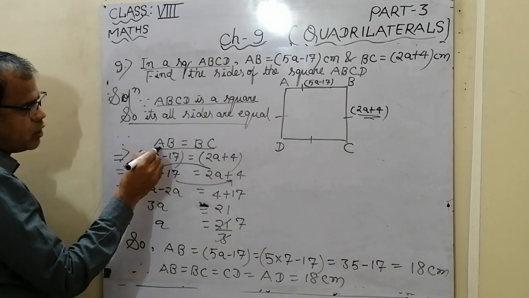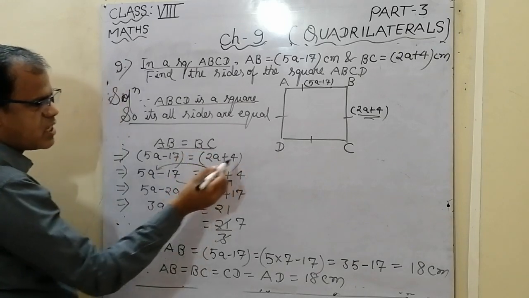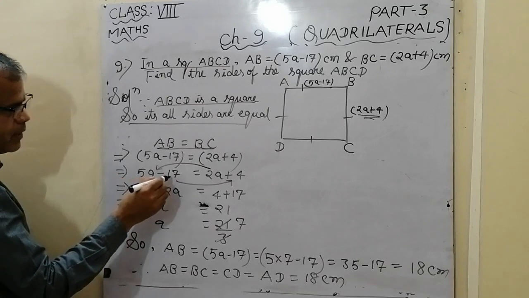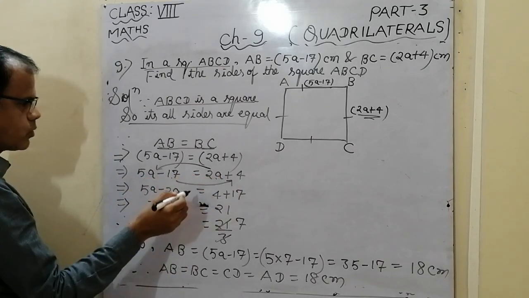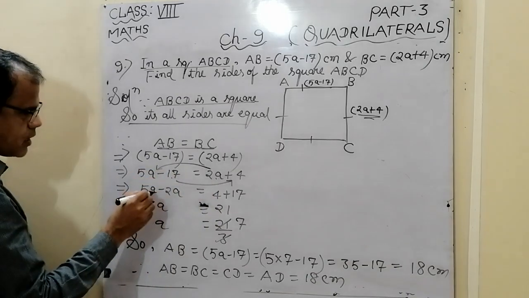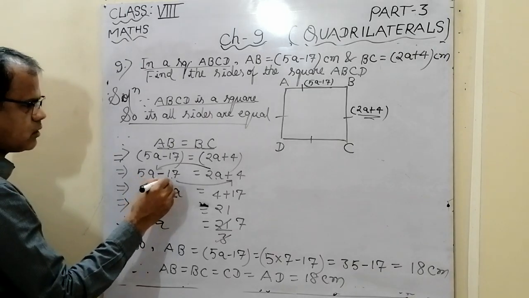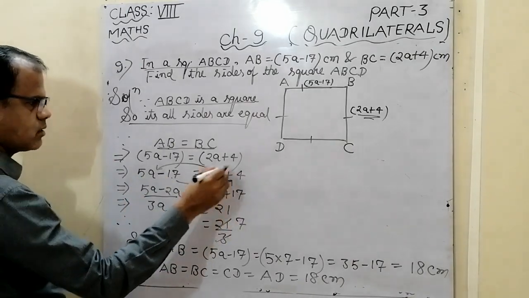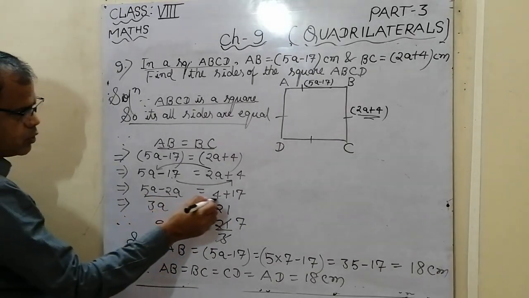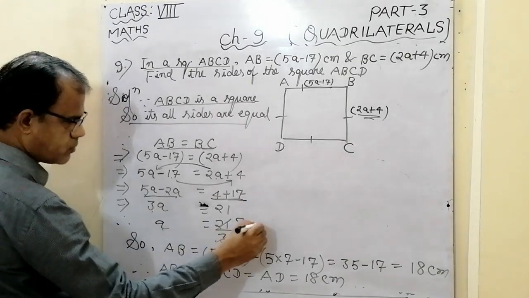Putting the value of AB, 5A minus 17, and the value of BC, 2A plus 4. We remove the bracket, then it becomes 5A minus 17 equals 2A plus 4. The plus 2A on the RHS becomes minus 2A on the LHS, and the minus 17 becomes plus 17 on the RHS. So 5A minus 2A is 3A, 4 plus 17 is 21. So the value of A is 7.